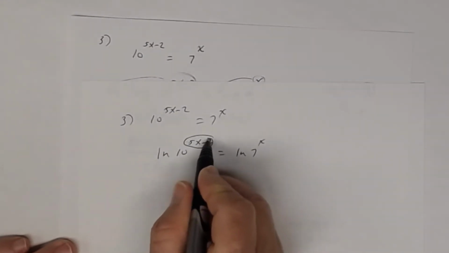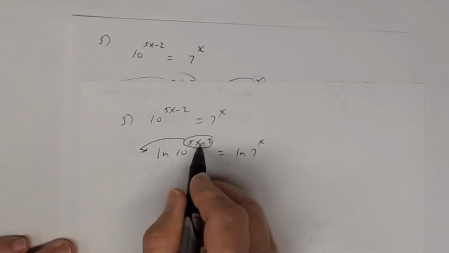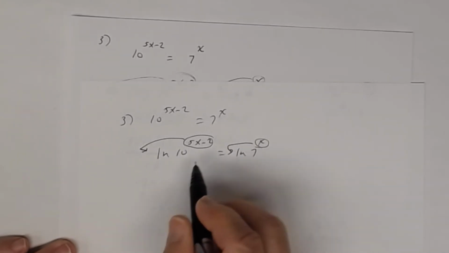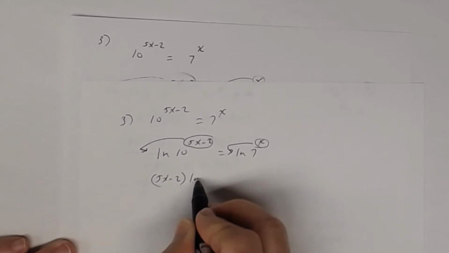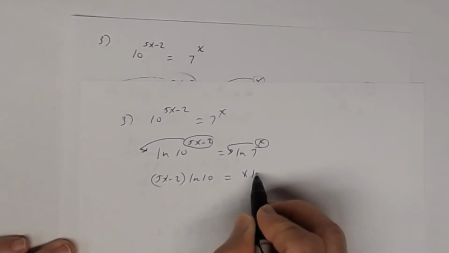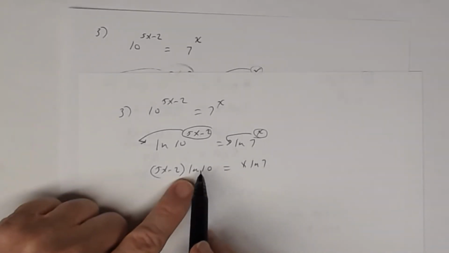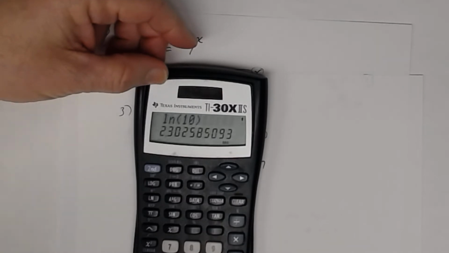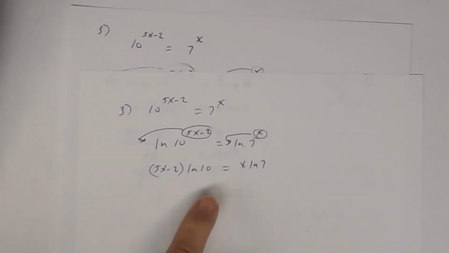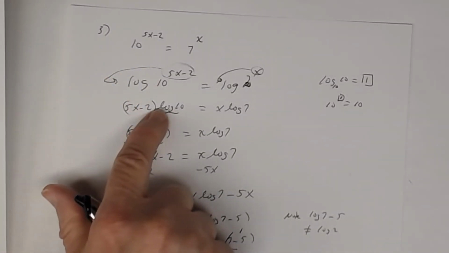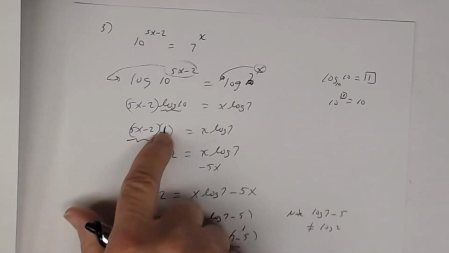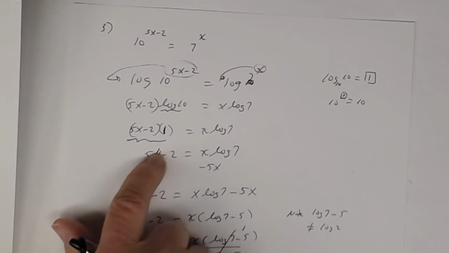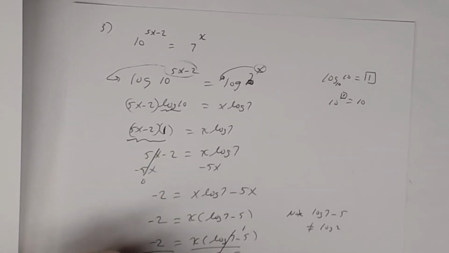I'm going to use the power rule now. So I'm going to take that expression and put it out in front, using the power rule. So I get 5x minus 2 times the natural log of 10 equals x times the natural log of 7. Now be careful, the natural log of 10 is not 1. You can even see that's not true. That's why we indicated that since this is 10, use the common logarithm, because the log of 10 is 1. And then that simplifies this into that very nice linear expression, 5x minus 2.